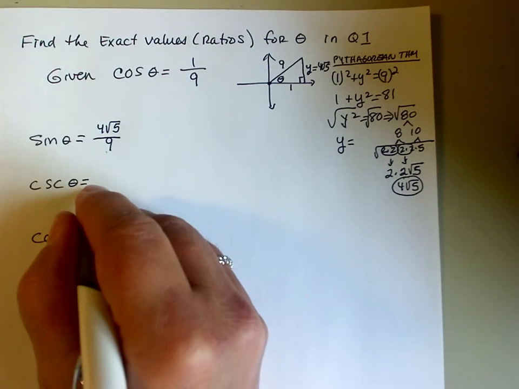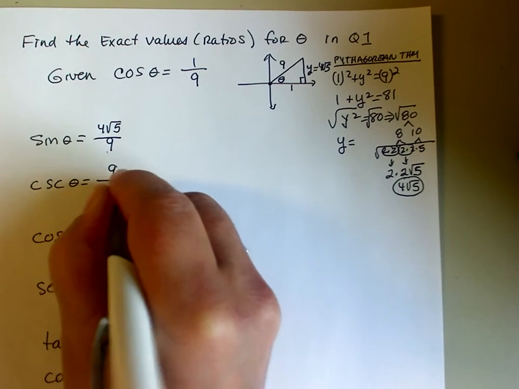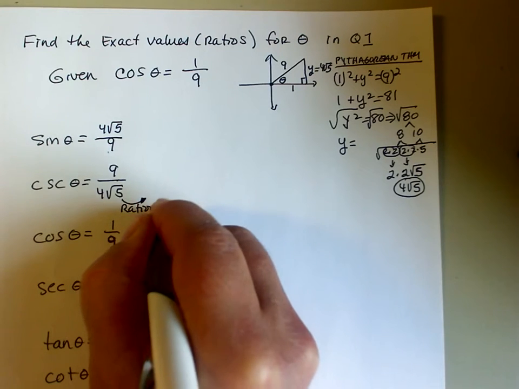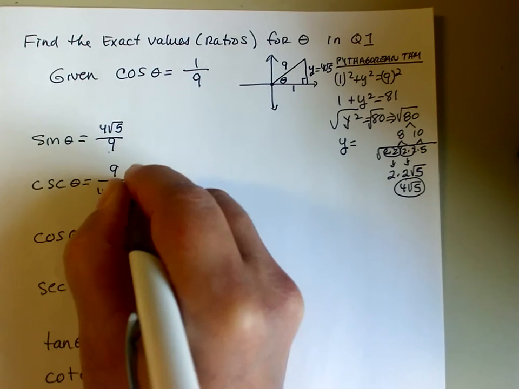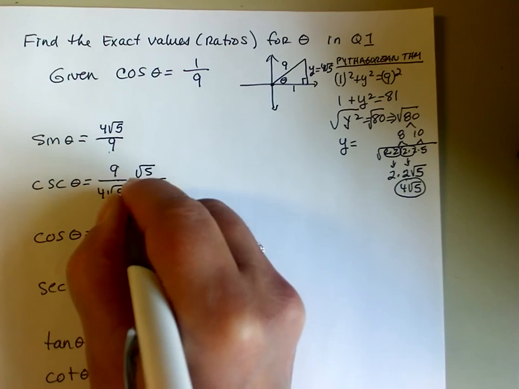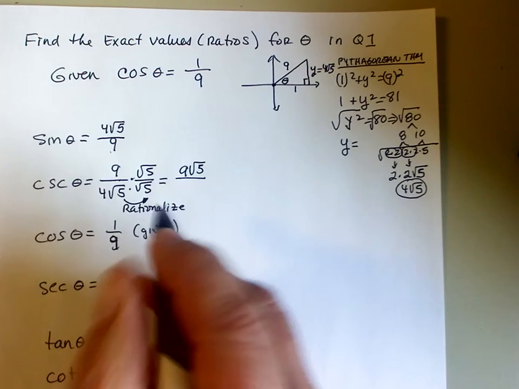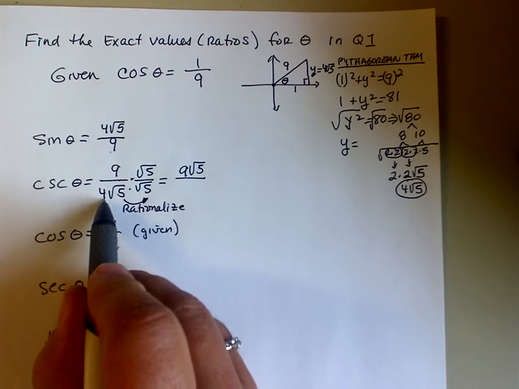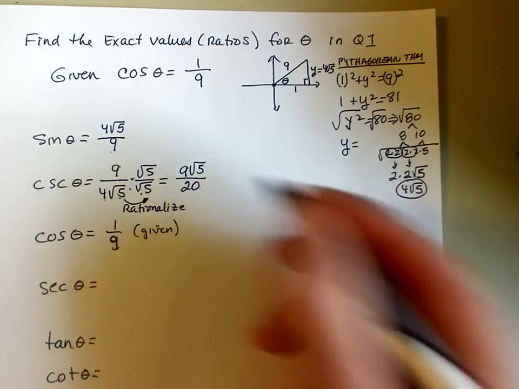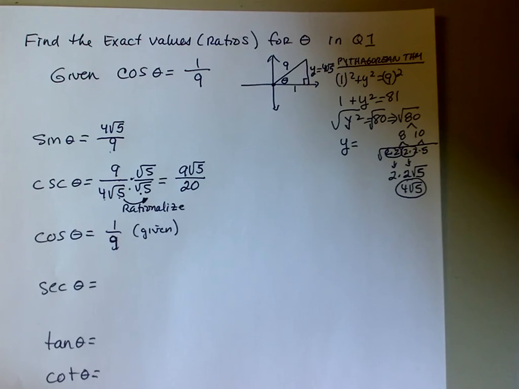The reciprocal function, its cosecant, is 9 over 4 radical 5. Here we will rationalize its denominator by multiplying by radical 5 over radical 5. In this case, we have 9 radical 5 over 4 times the square root of 25, which is 5, so it's 20. 4 times 5 is 20. Again, you would look to see if we could reduce 9 and 20.